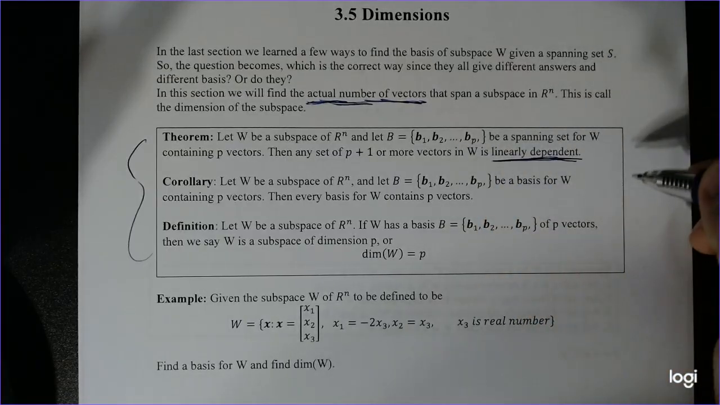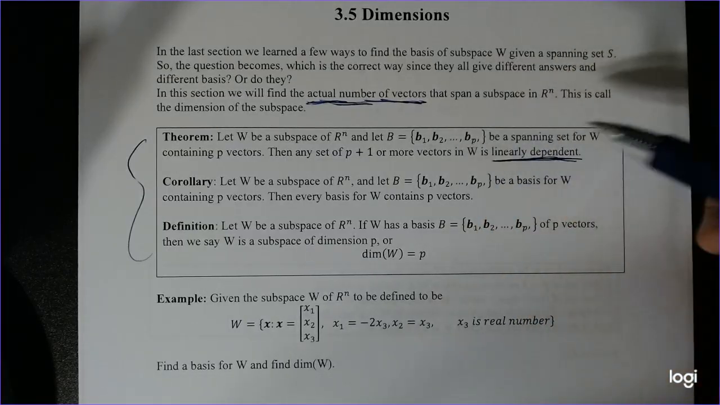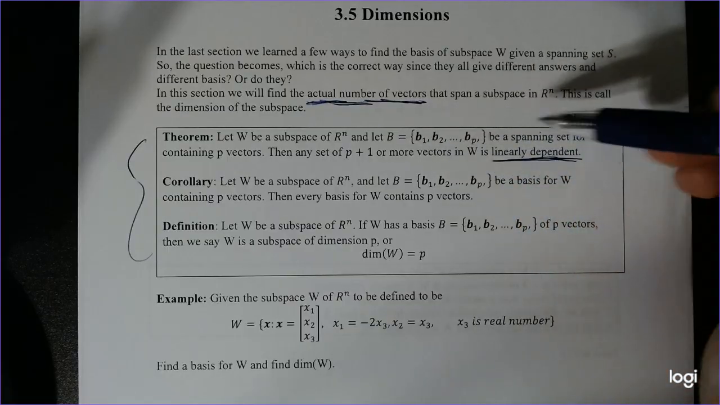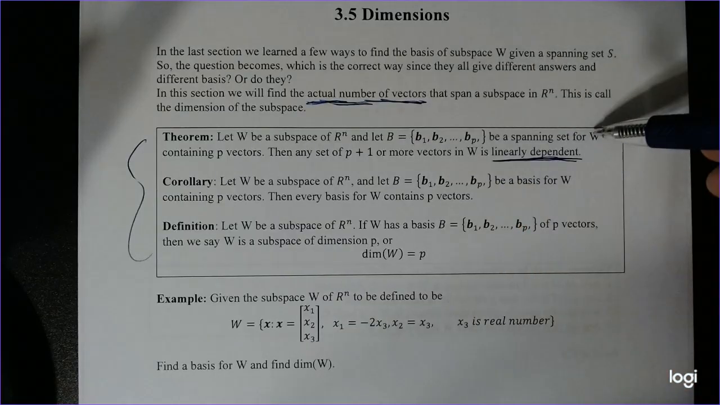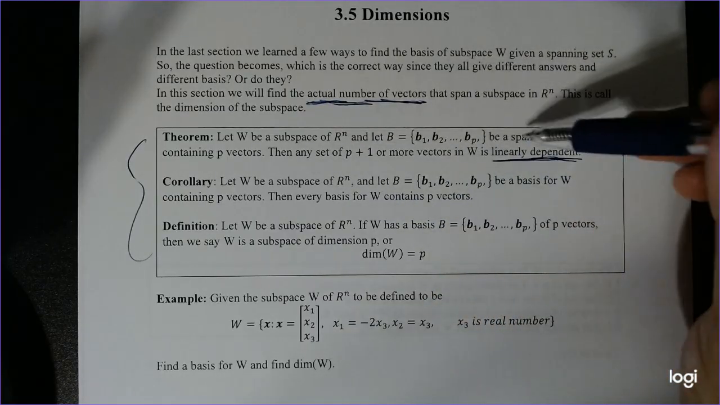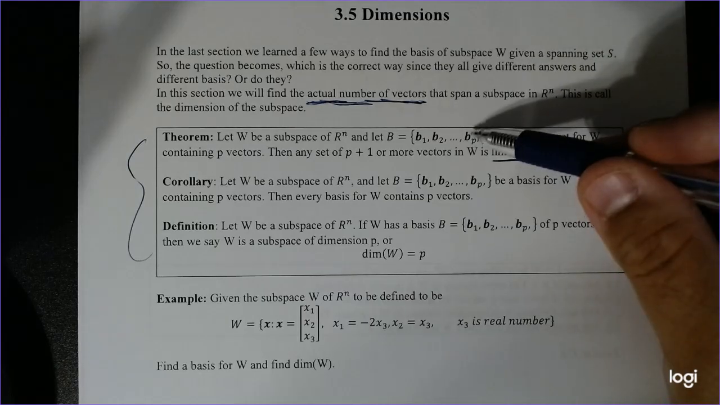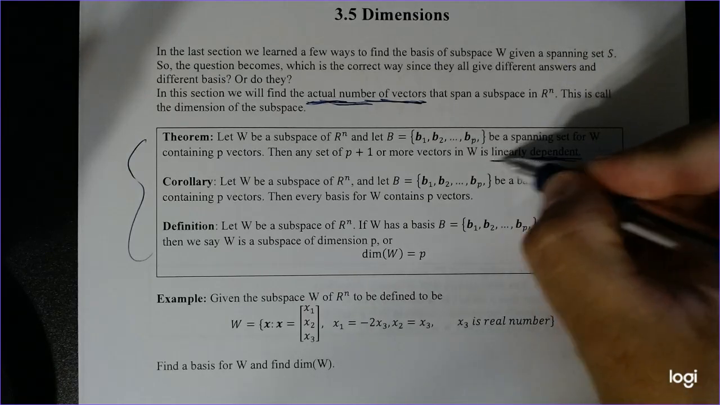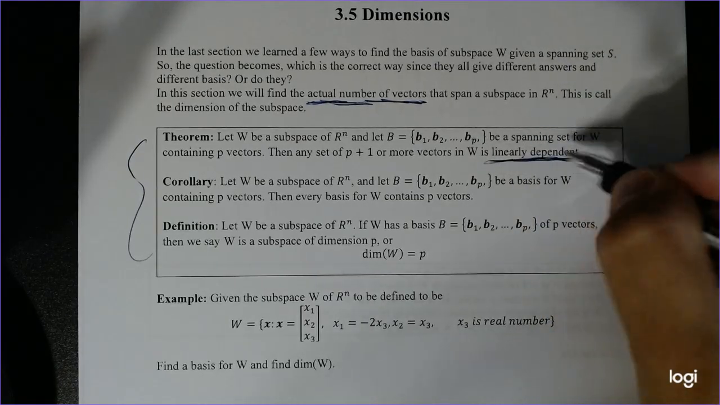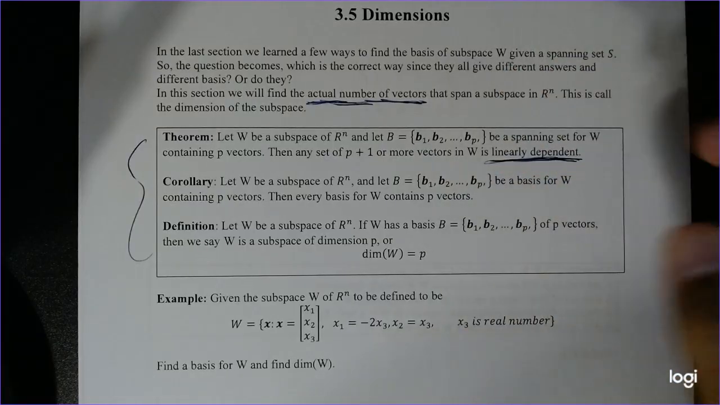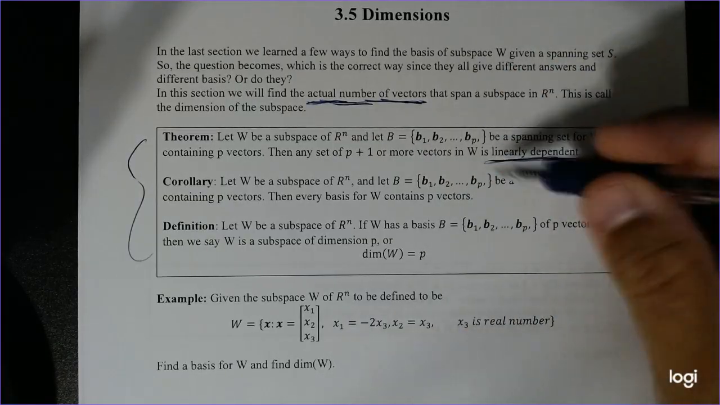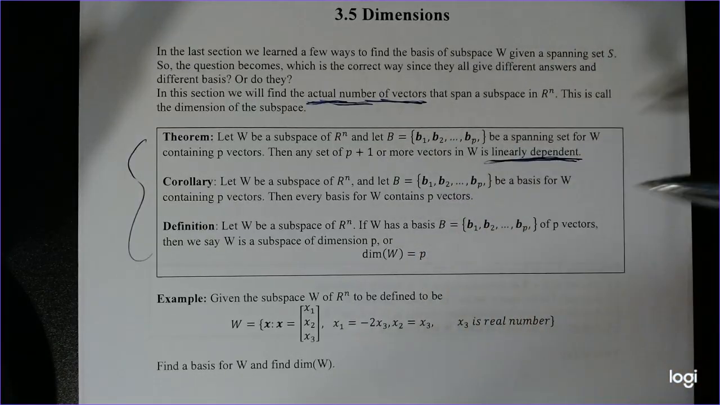Interesting theorem. Basically saying, if B is a span for some W and contains exactly P vectors, and I add one more vector to it, then it's linearly dependent, meaning I can't add it. Weird kind of theorem, but it goes down to the main definition.